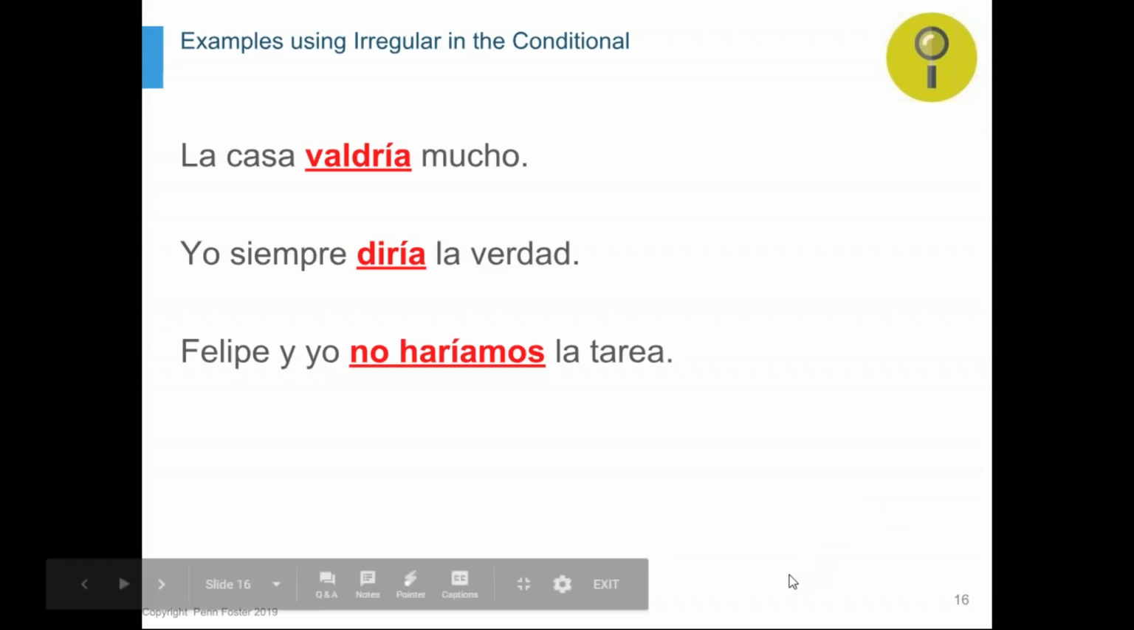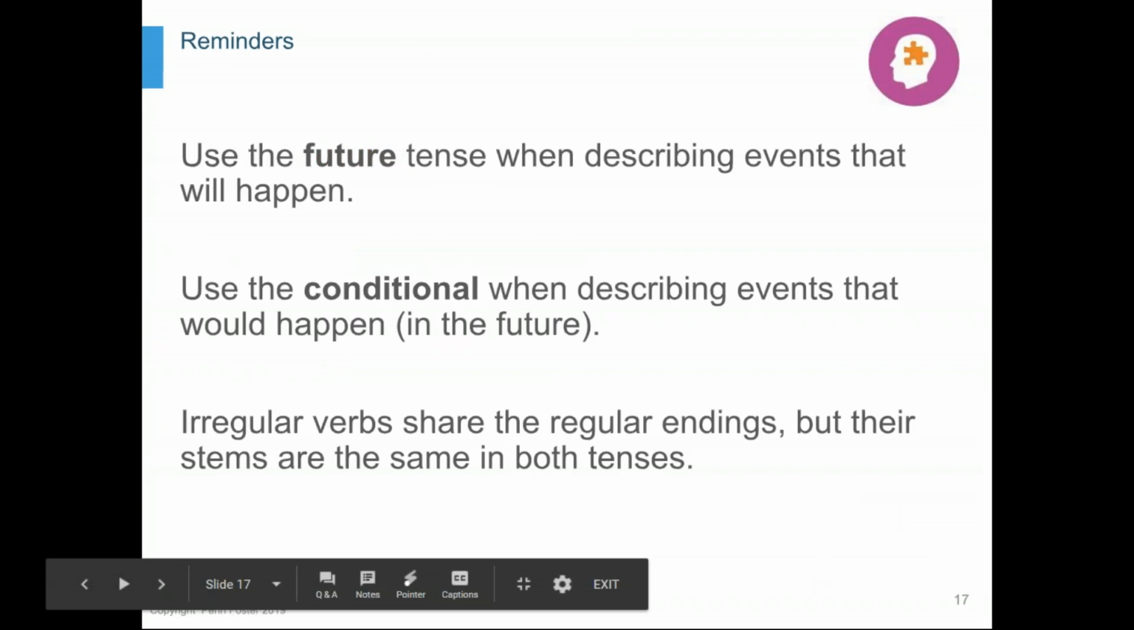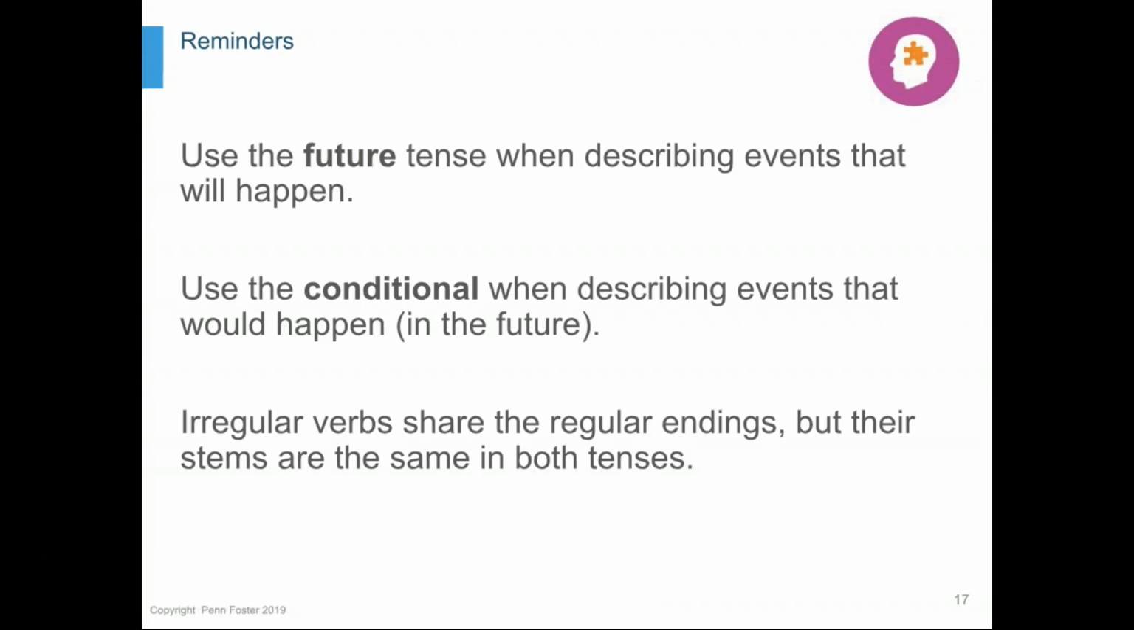And to wrap up today's webinar, just a couple of reminders. All right, to describe something that will happen, use the future tense. To describe something that would happen, use the conditional. And as we've spent the last few minutes discussing, both tenses share the same irregular verbs. There's a total of 12, and all verbs, regular and irregular, take each respective set of endings among the two tenses.